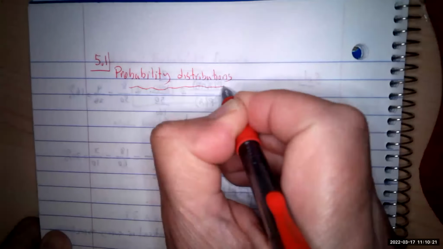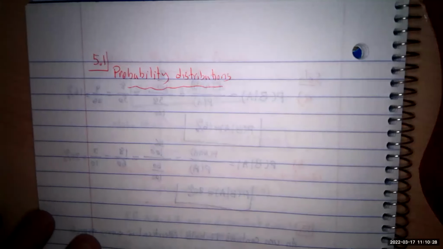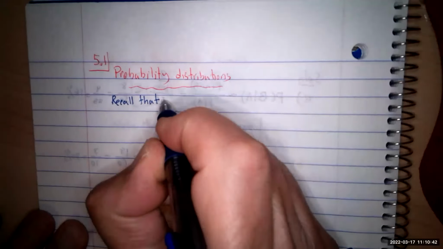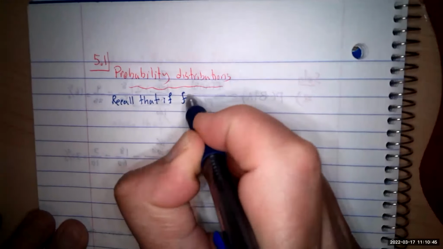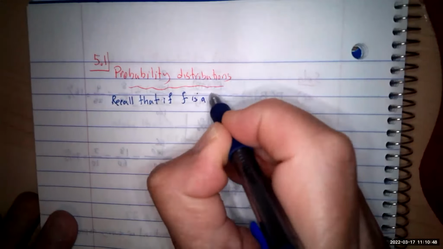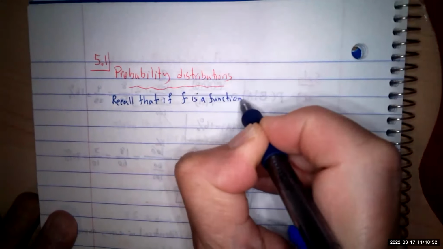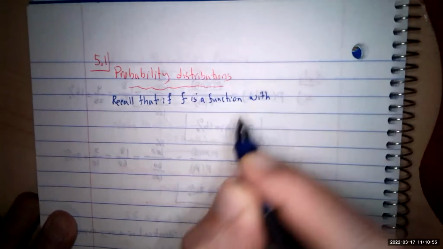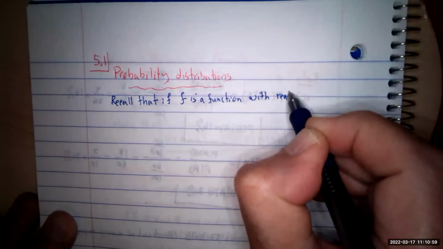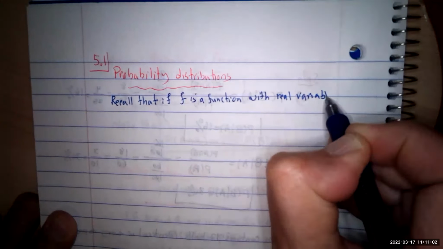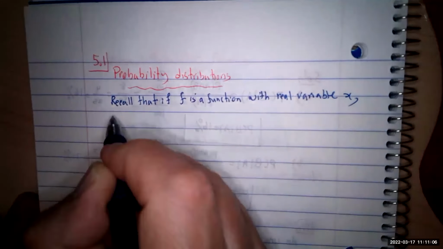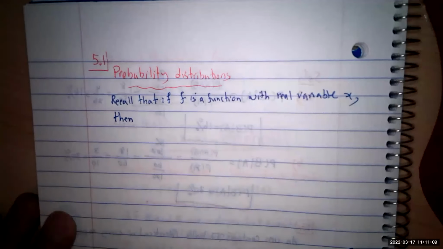Probability distributions. This is going to be our purpose. Recall from algebra, so we know what we are talking about, that if f is a function with, in algebra, a real variable x, then this is going to be the action of the function.